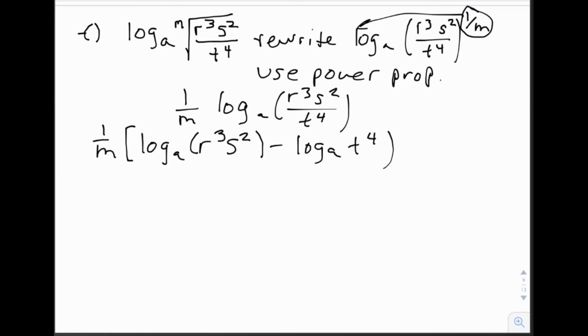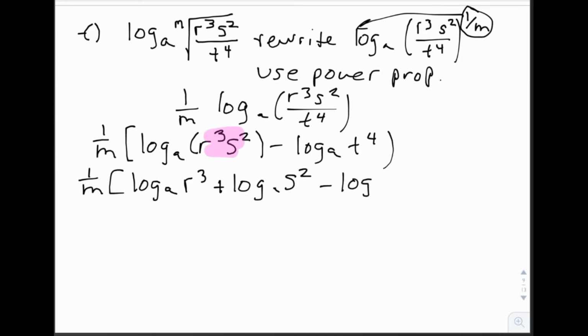So next step, we need to go ahead and try to pull apart this first section because we have 2 things that are multiplied by each other. So that is a perfect candidate for our product property. So again, this will be 1/m, and then we will have a log base a. Our first term is going to be the r raised to the 3 plus log base a, and then s raised to the 2. And then finally, minus log base a t to the 4th.